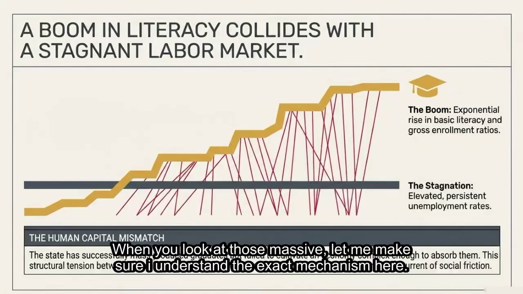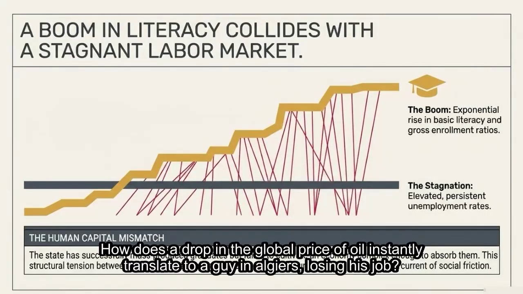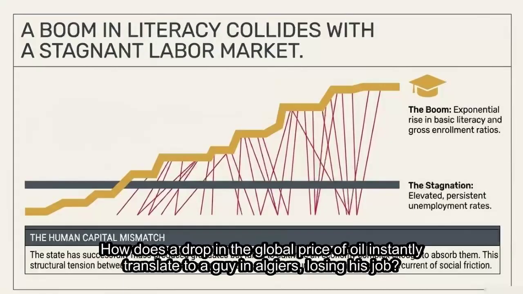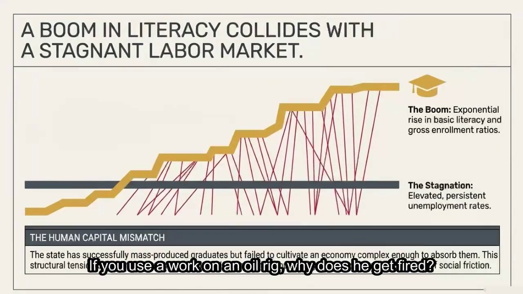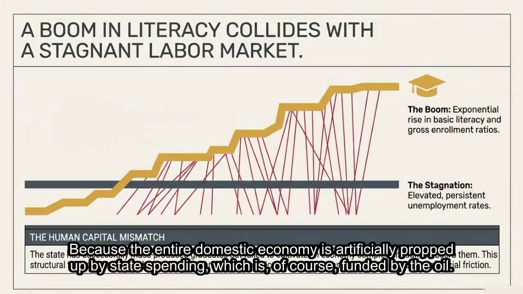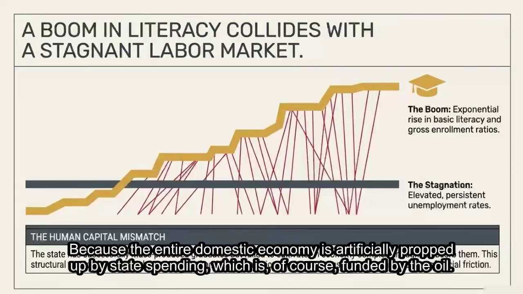Wait, let me make sure I understand the exact mechanism here. How does a drop in the global price of oil instantly translate to a guy in Algiers losing his job? If he doesn't work on an oil rig, why does he get fired? Because the entire domestic economy is artificially propped up by state spending, which is, of course, funded by the oil.